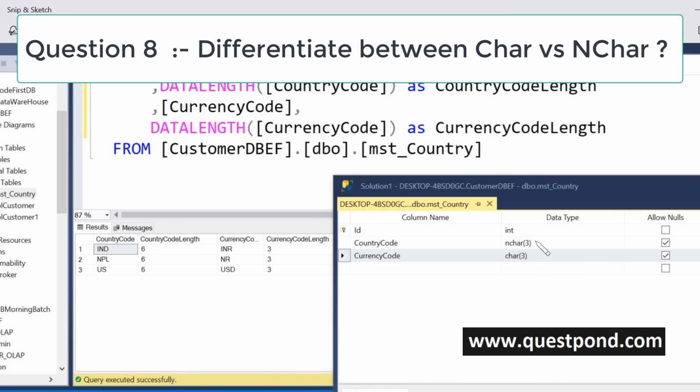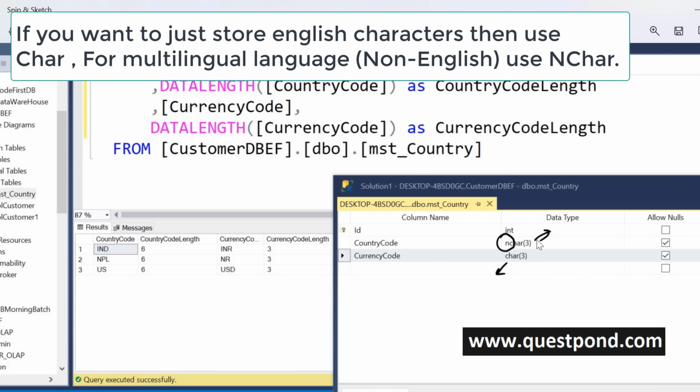Differentiate between nchar and char. Differentiate between nvarchar and varchar. Differentiate between text and ntext. This n in all of these data types stands for Unicode. Or in simple words, if you want to store non-English characters as well, right? That's where we need this n. This n stands for internationalization, right?